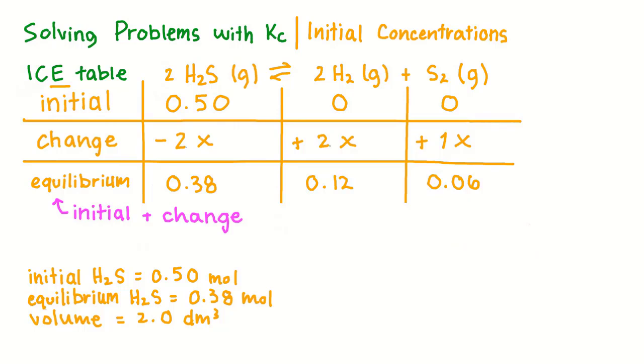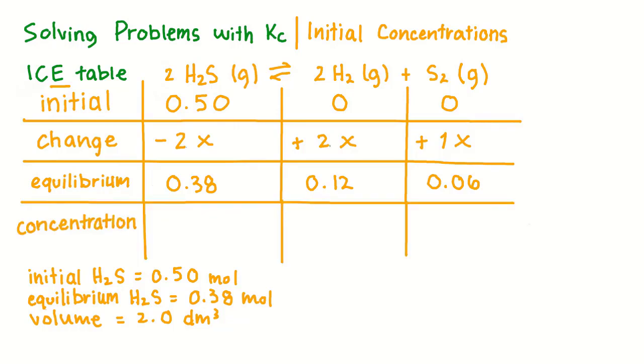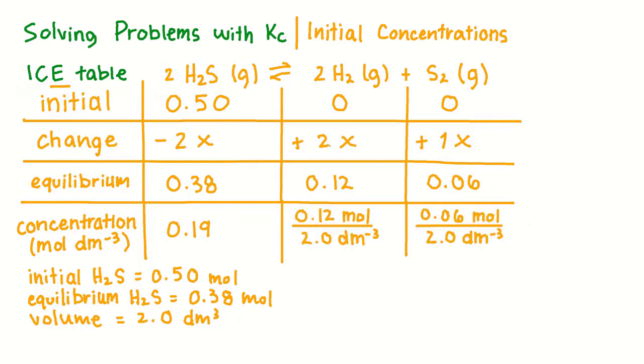But we need equilibrium concentrations to solve for Kc. The problem gave us the volume of the container, which we can use to find the concentration. Let's add another row to our ICE table to solve for the concentration. We just need to take those equilibrium amounts that we just found and divide it by the volume of the container. Solving for the concentration of H2S gas gives us 0.19 moles per cubic decimeter. We can repeat that for the other chemical species to find their concentrations, which gives us 0.06 for the equilibrium concentration of hydrogen gas and 0.03 for the equilibrium concentration of sulfur gas.